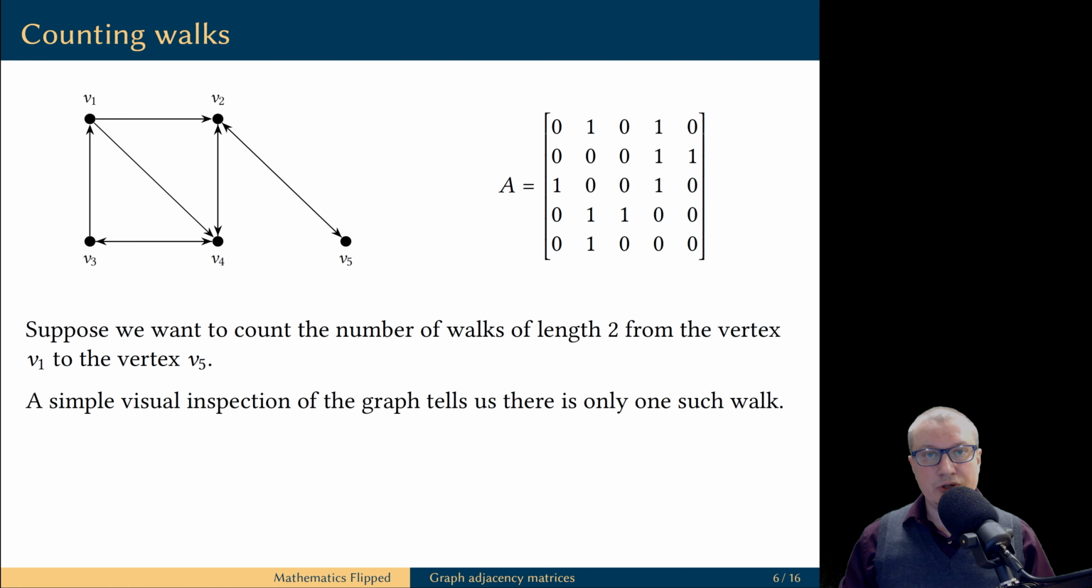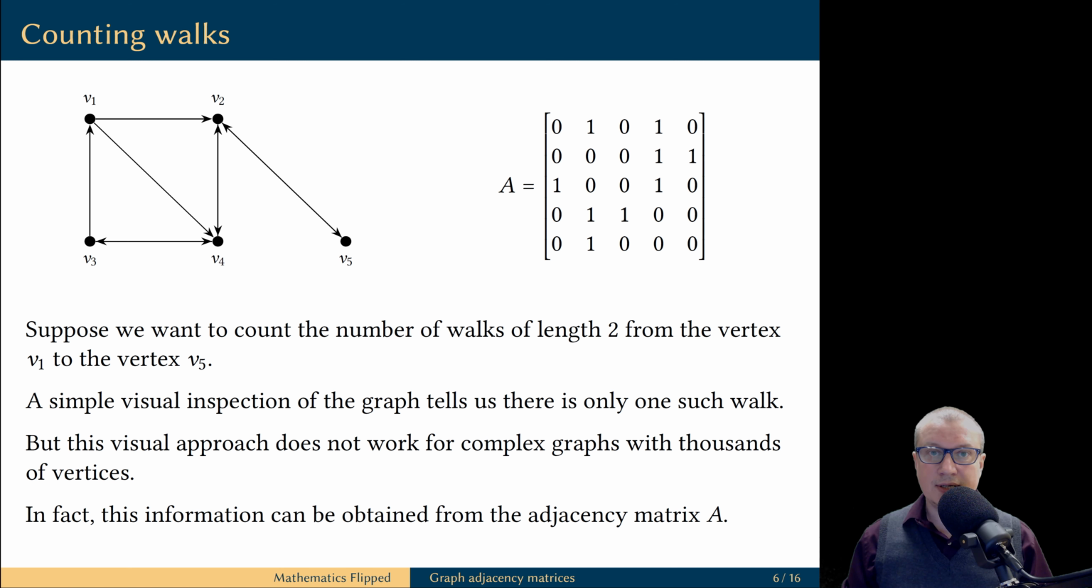Well, the visual inspection works fine as long as you have few vertices. But what if your graph contains thousands of vertices? Then that visual inspection method is not quite usable. However, we can quickly and efficiently obtain this number by using the adjacency matrix.